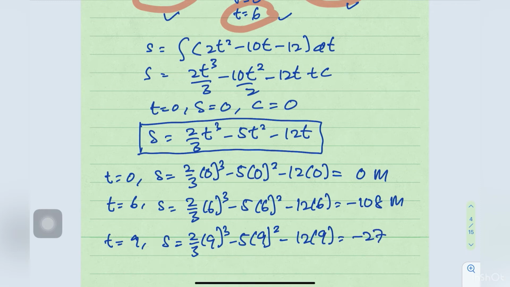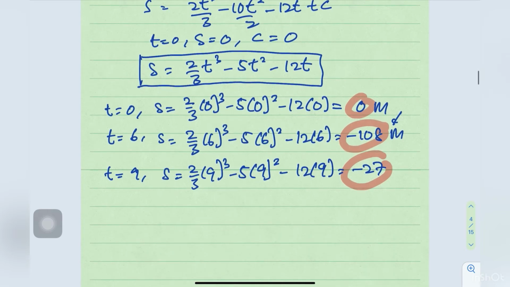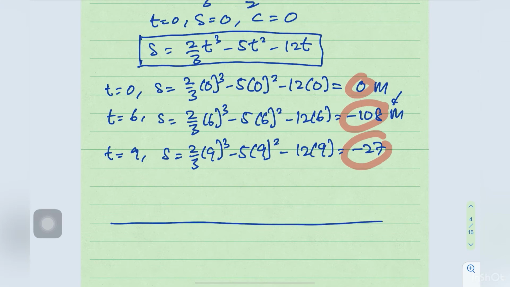Then we are going to draw all these values on the number line. Don't forget, when v equals 0, the particle stops and changes direction. The particle changes direction at s equals negative 108. So we draw on the number line. This is 0. Negative 108 is at the left because it is negative, then negative 27 is more than negative 108 but less than 0, so right here.